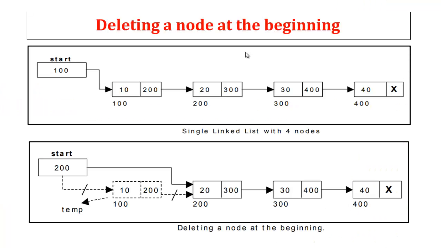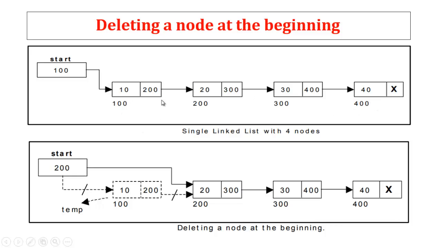Take an example. We have four nodes, and each node has two fields. One is the data field, and the other is called the address field or link field. This link field points to the address of the next, adjacent node. The four nodes hold data values, for example 10, 20, 30, 40, and each node has a unique address: 100, 200, 300, 400.